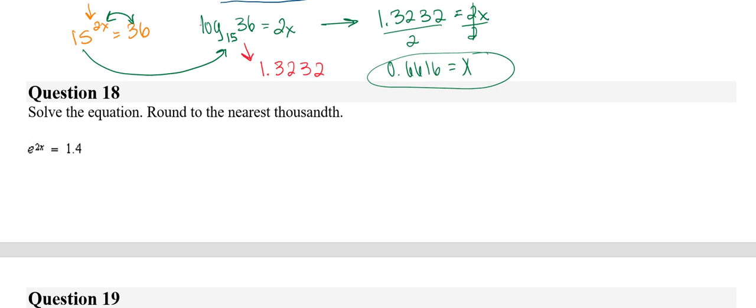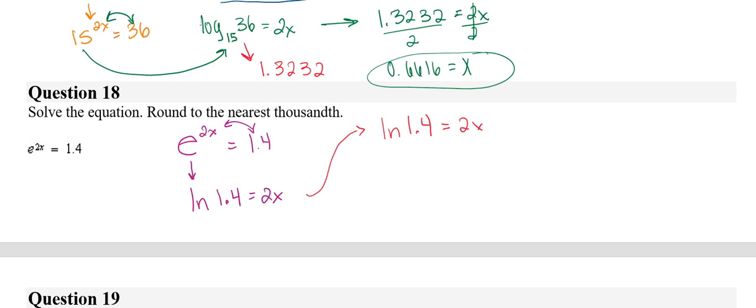Okay, 18 says again to solve the equation, which means we have to go to log. Now, e, you have to remember this. e automatically means ln. This can be the easiest problems ever. You replace e with ln, and these guys still swap places. So 1.4, and that equals 2x. Right, we've got ln of 1.4 equals 2x. Calculator says this equals 0.336.